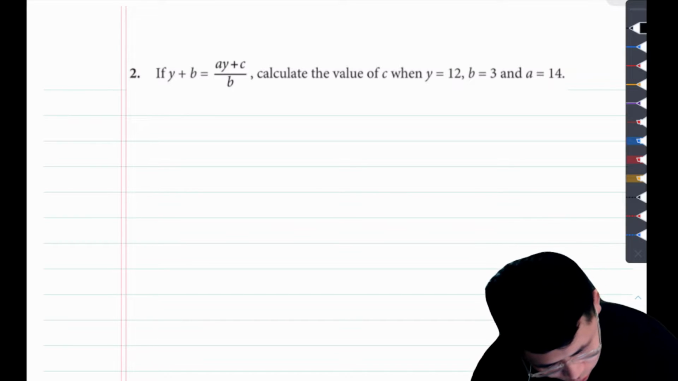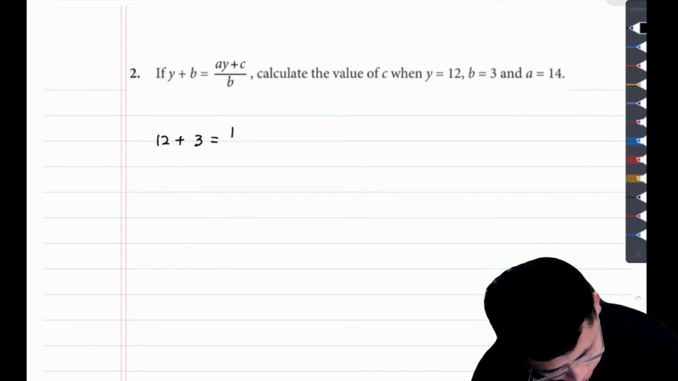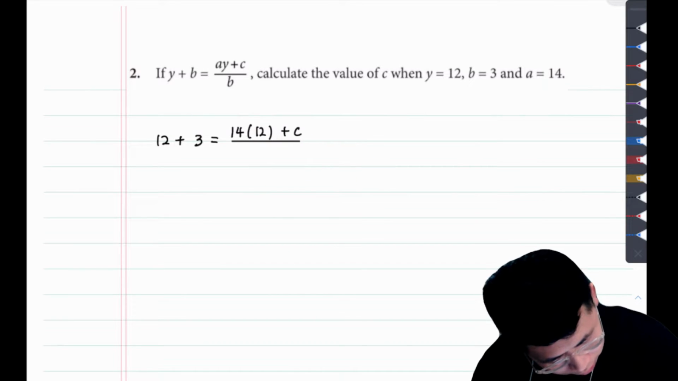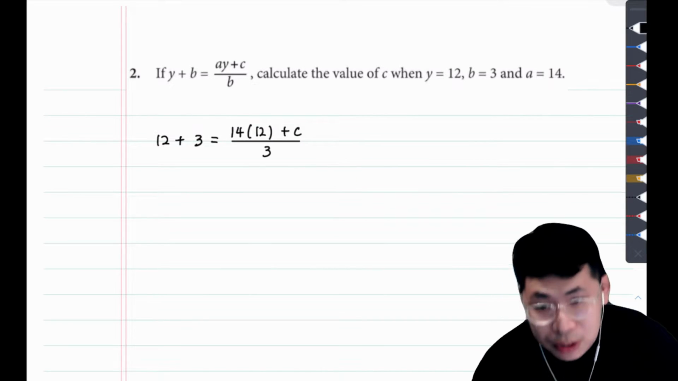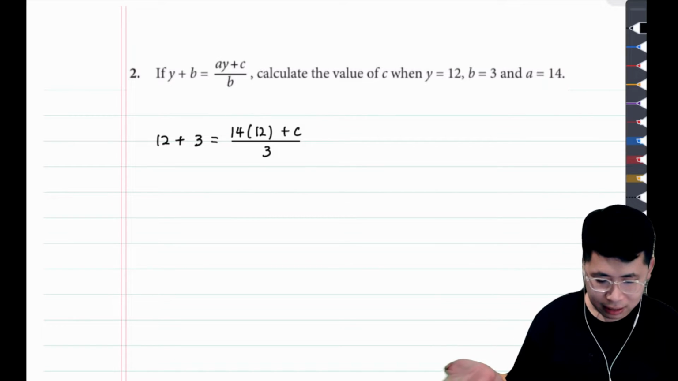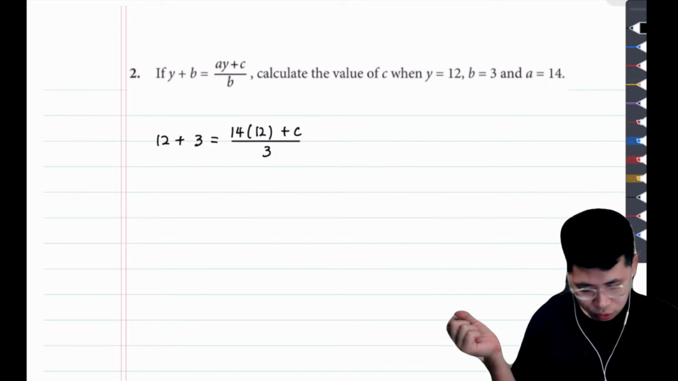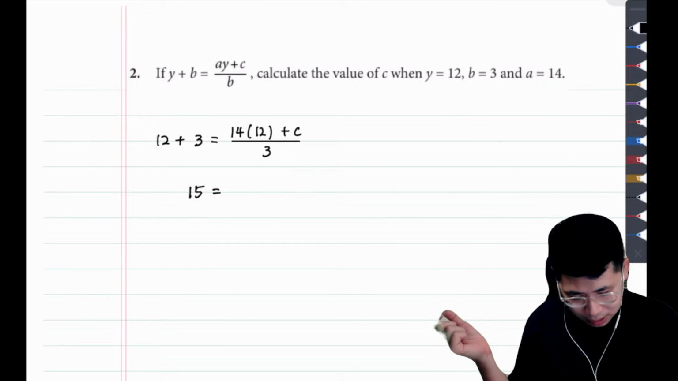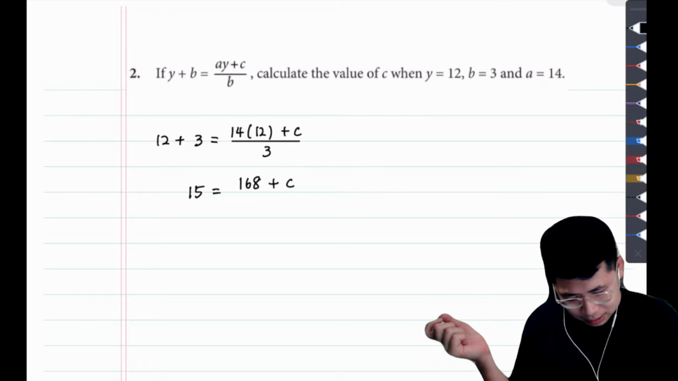So y is 12, b is 3, a is 14. C, I don't know what C is. They never say what C is. I'm supposed to look for C. Let us simplify a little bit. On the left hand side, 12 plus 3 gives me 15. 14 times 12 gives me 168. Plus C is over 3.